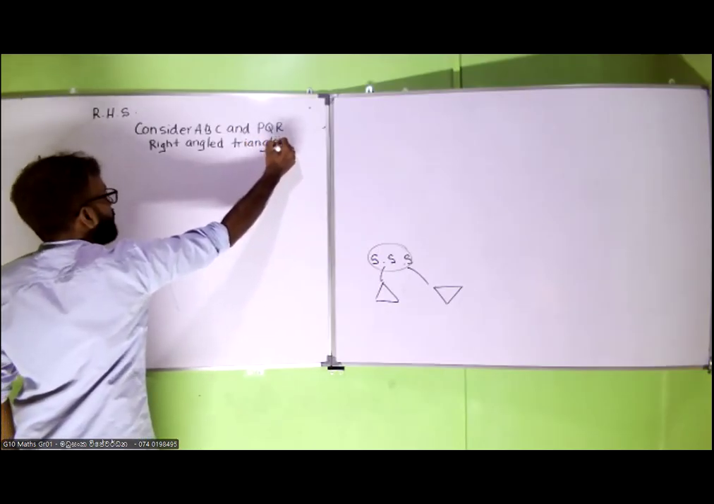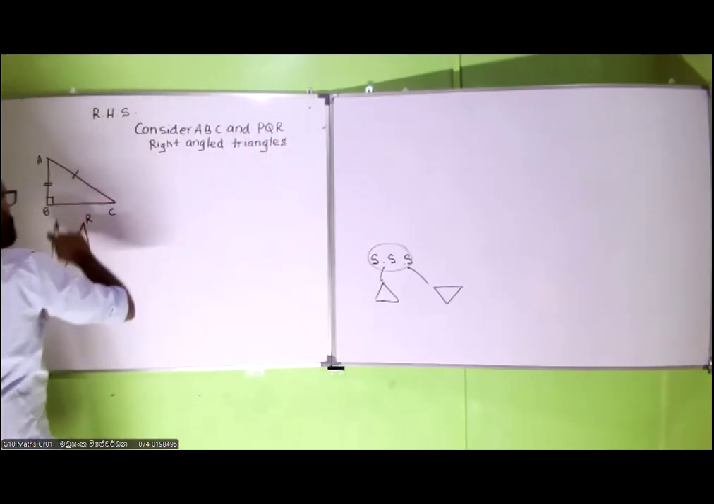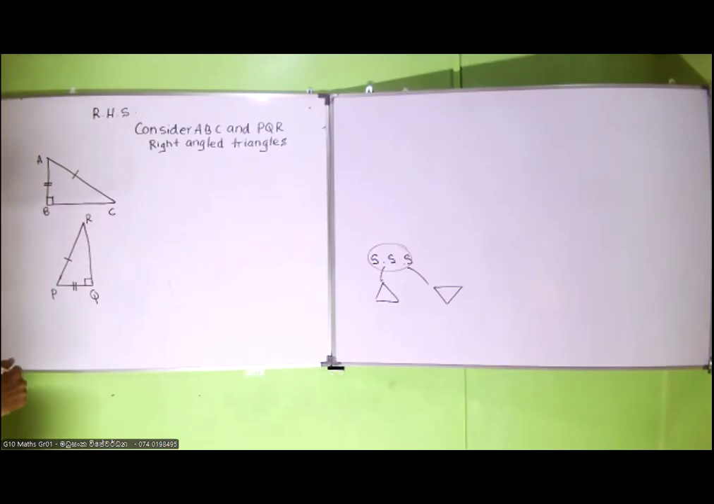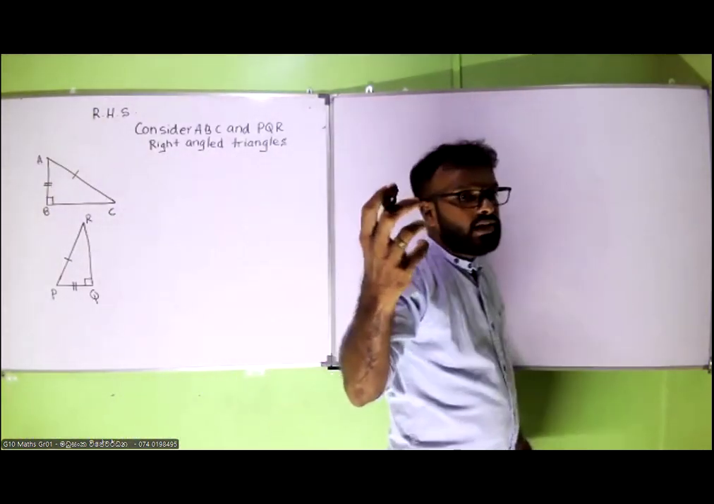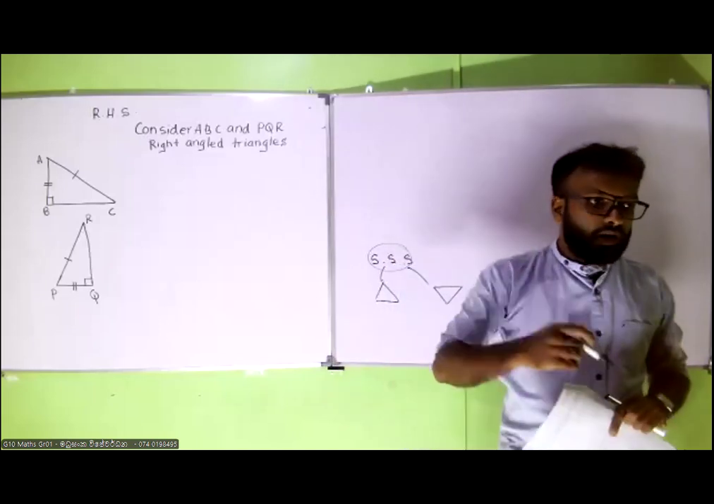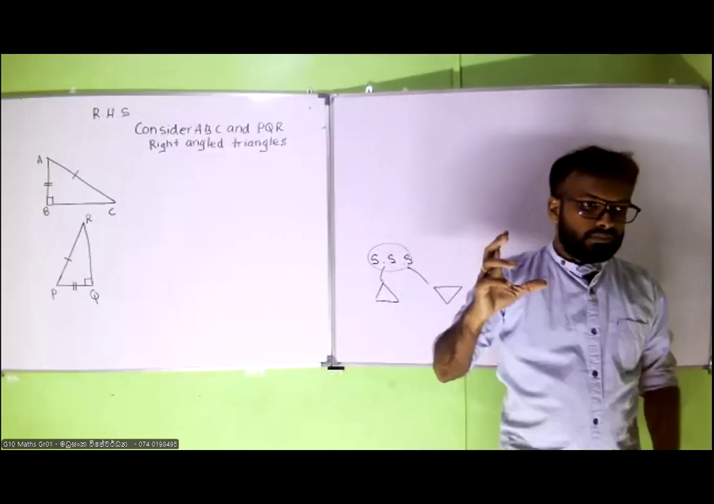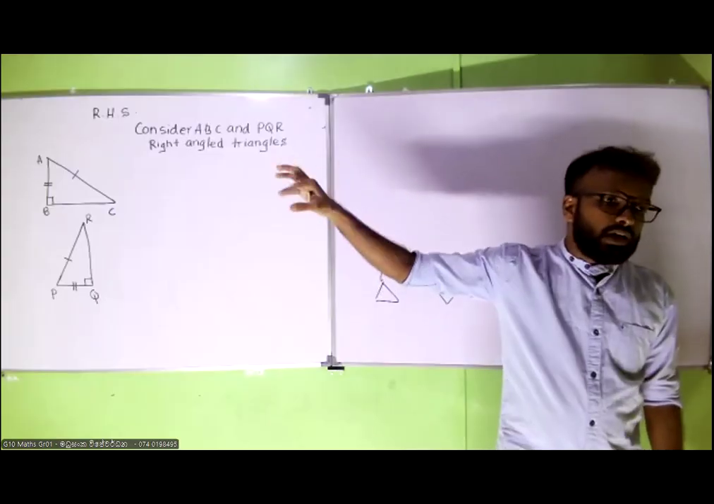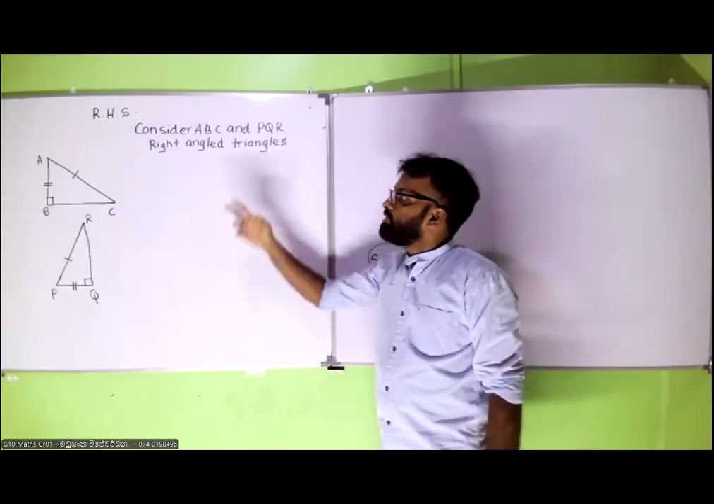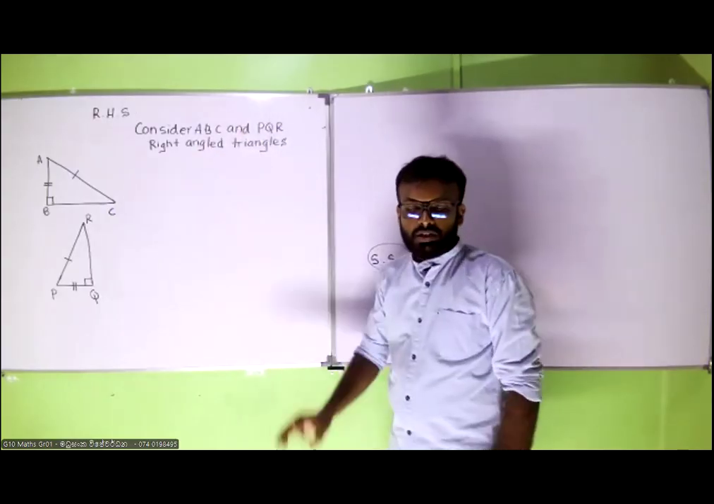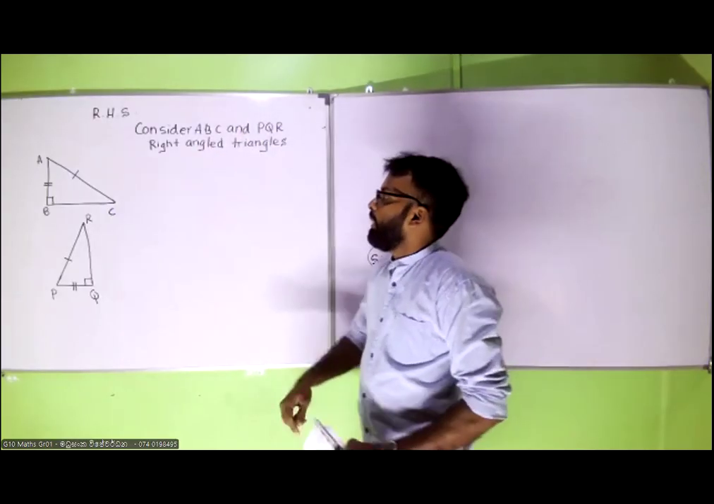Because you know already these two are right angle triangles. This method, condition 2, can be applied only for right angle triangles. If you see two right angle triangles, for those particular right angle triangles, you can apply this. Only for that.